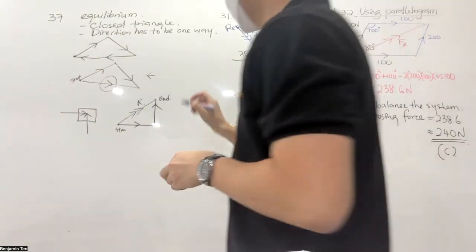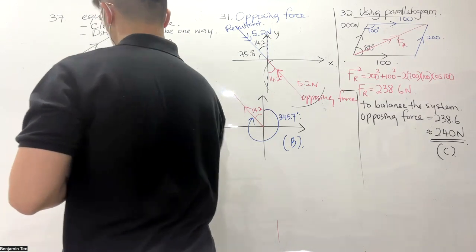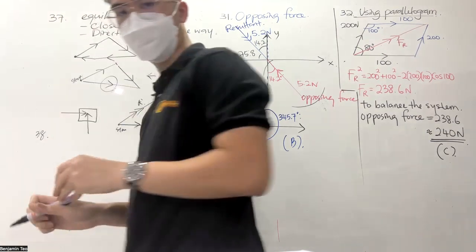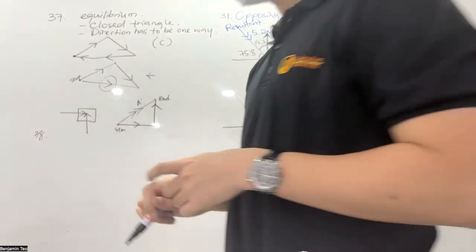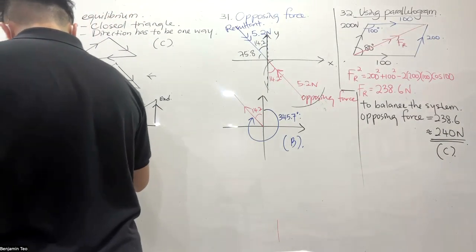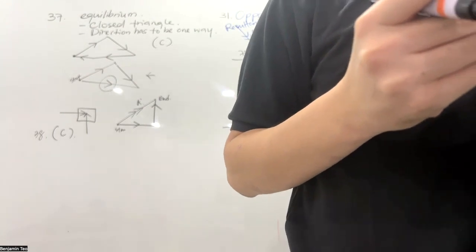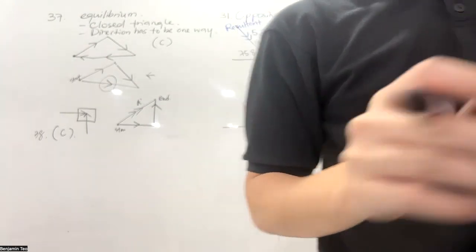37 is C. 38 is also C. Closed triangle and all one-way direction.